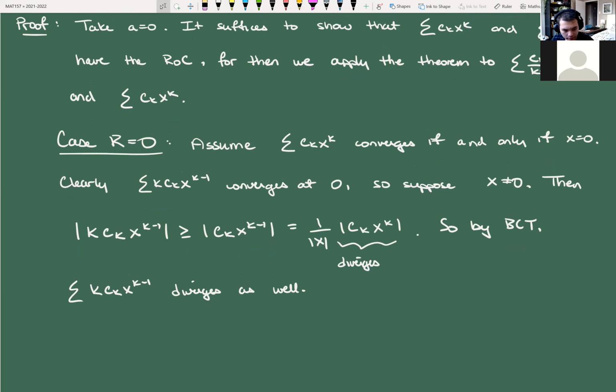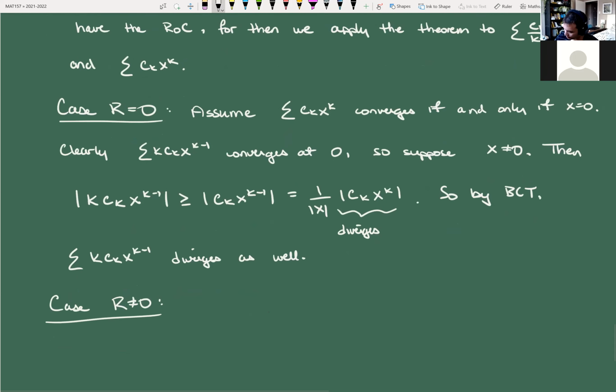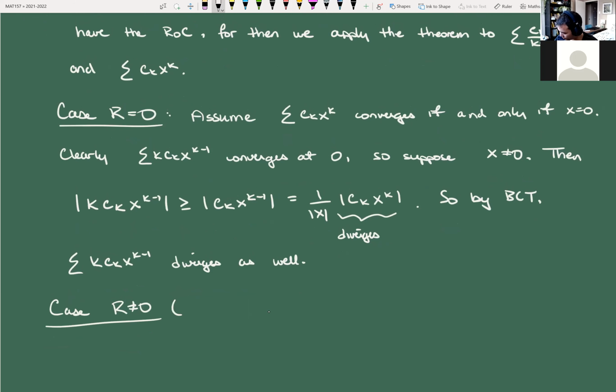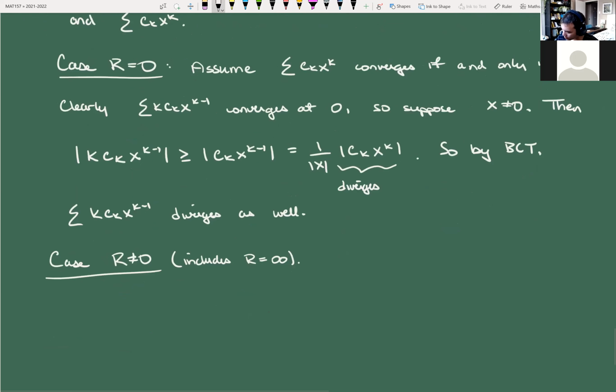All right. Now, the rest of this proof is much harder. So here's the case where r is not equal to 0. And of course, again, this also includes the case where r is equal to infinity. Okay. So what we want to show is that the radius of convergence for the differentiated power series is the exact same, right?